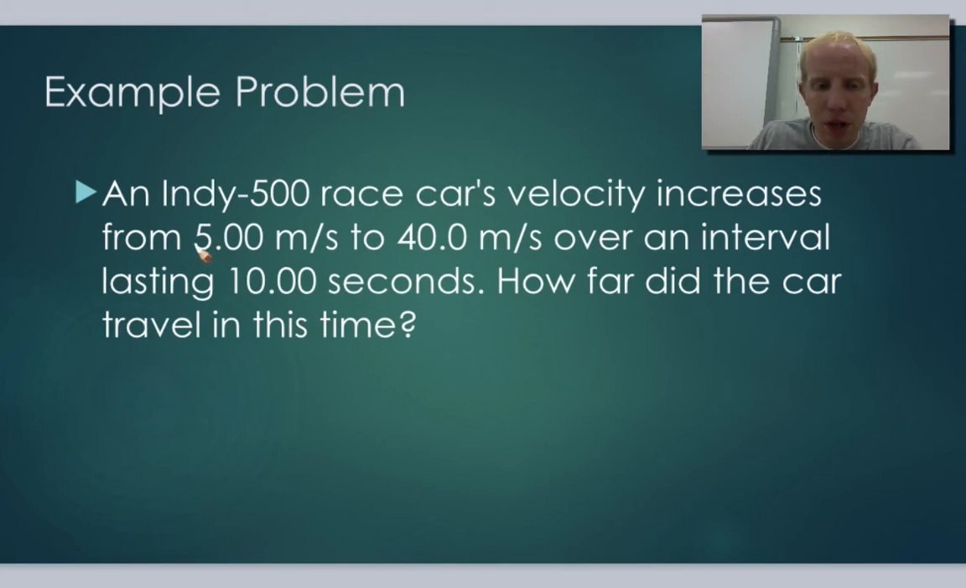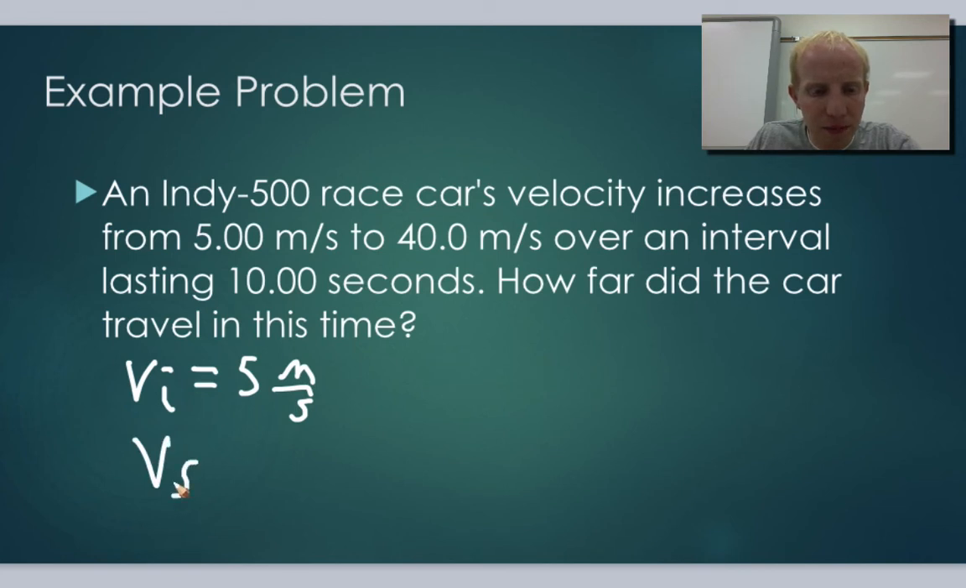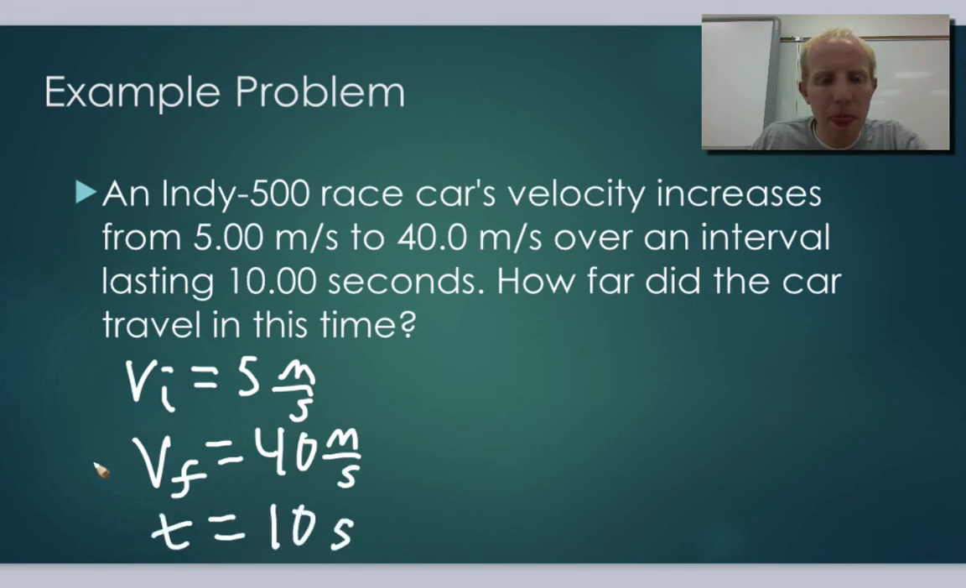We know that we have an initial velocity of 5 meters per second. That's what it started at. We also know that it ends at 40 meters per second, so that's its final velocity. And we know the time was 10 seconds. We don't know the acceleration or the distance or anything like that.